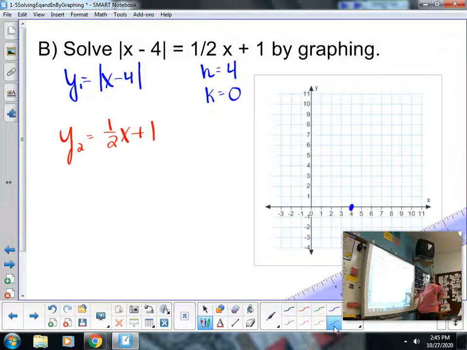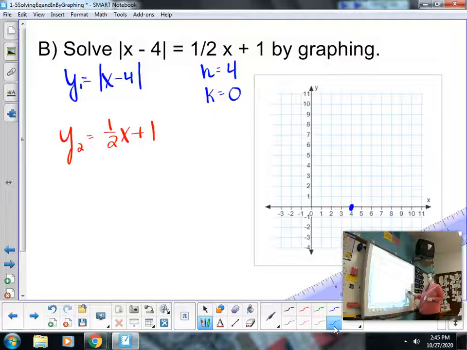So negative 4, 0 is going to be the vertex of my absolute value equation. I want to pick a couple x's that are less than 4 and a couple of x's that are greater than 4 to plug in to get back the y's. You can make a table if you want to accumulate these. I'm just going to plot them as I calculate them.